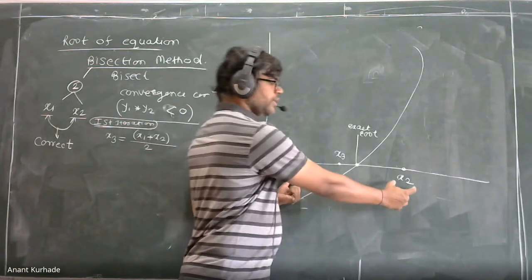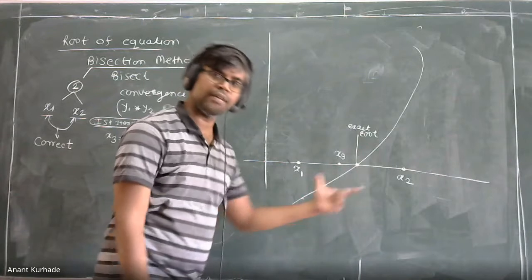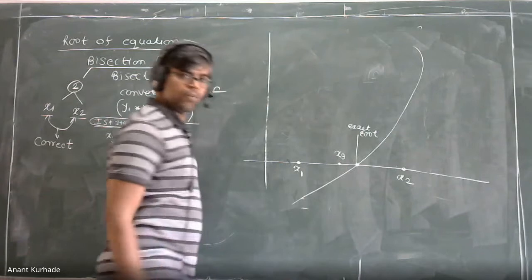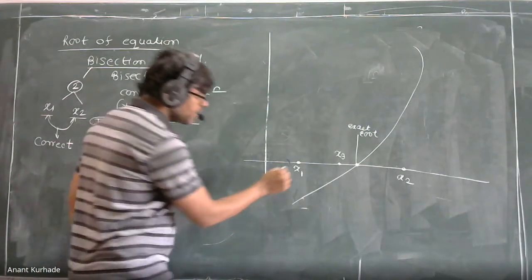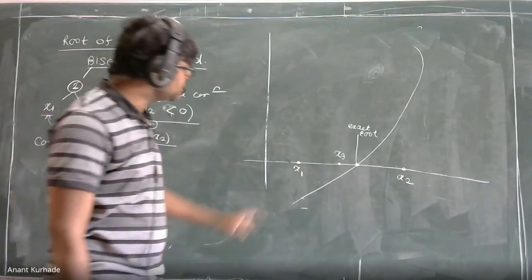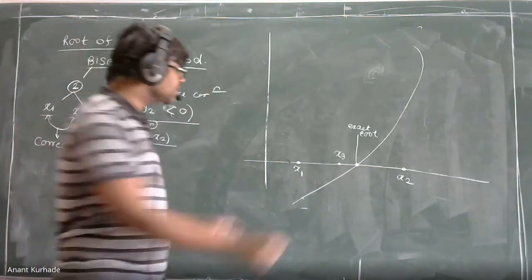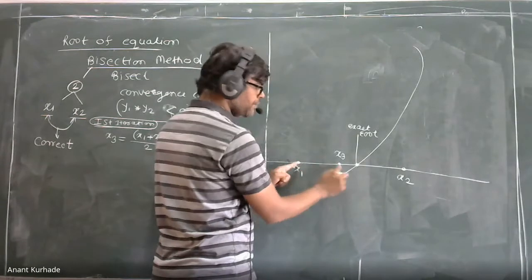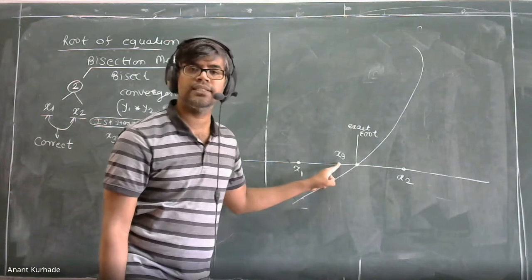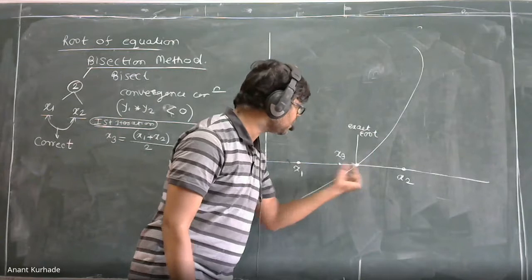We have assumed x1, x2. Yes, these two cases are correct: y1, y2 product less than 0. Now we have taken the average by bisecting and we have x3 here. Now, can you say the root lies between x1 and x3? Tell me, can you say the root lies between x1 and x3? No, because the exact root value is not in between these. But we can say the root lies between x3 and x2. Remember, the exact root is in between x3 and x2.